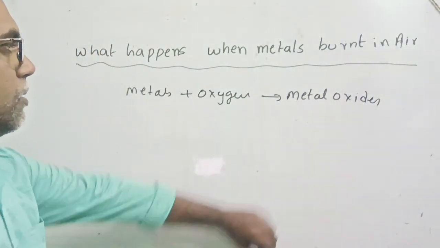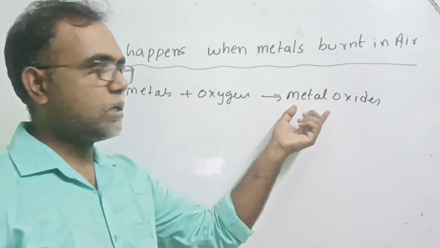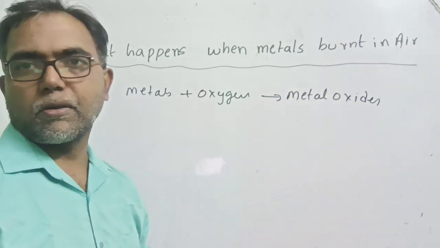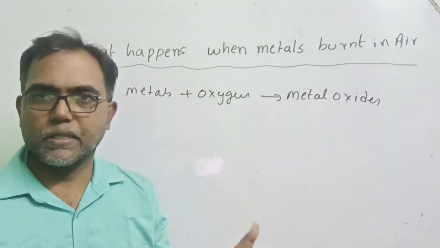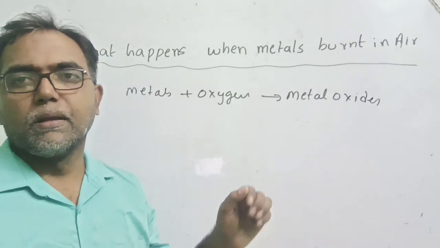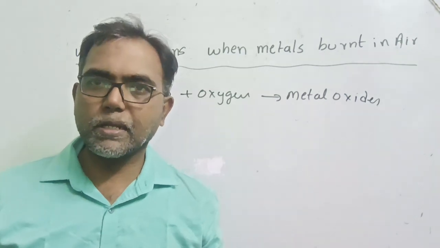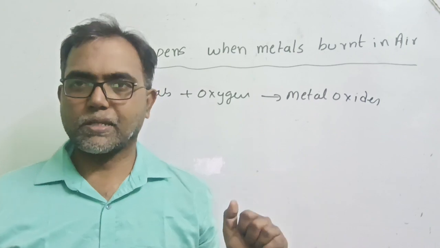Now, these metal oxides are of two types. One is basic metal oxide and the second one is amphoteric metal oxide. Generally, all metal oxides are basic in nature, whereas two metal oxides act as amphoteric in nature. Those are aluminum oxide and zinc oxide.